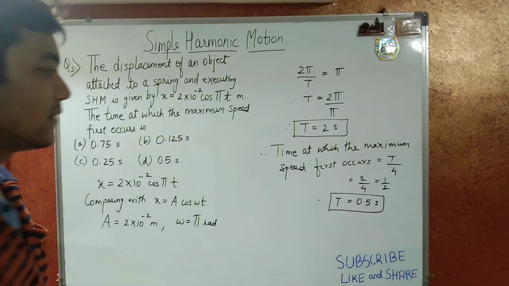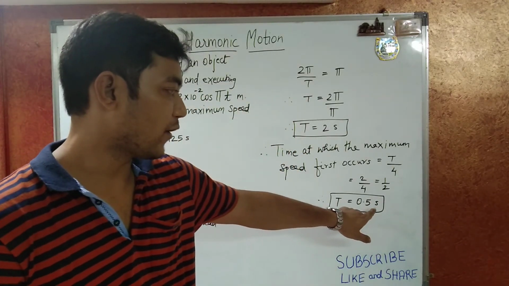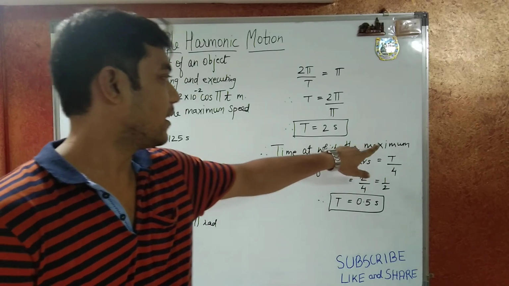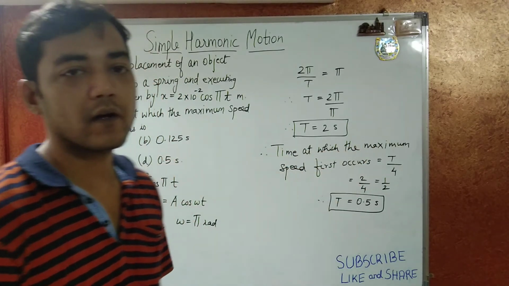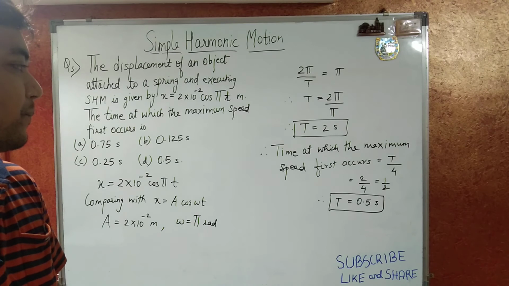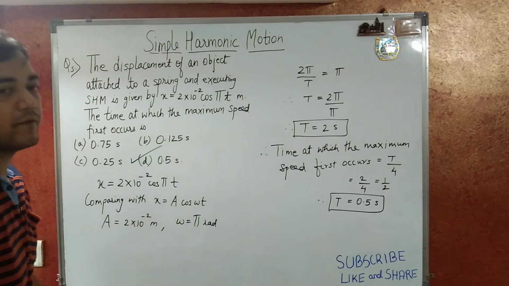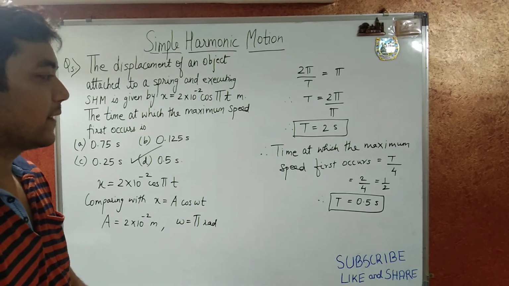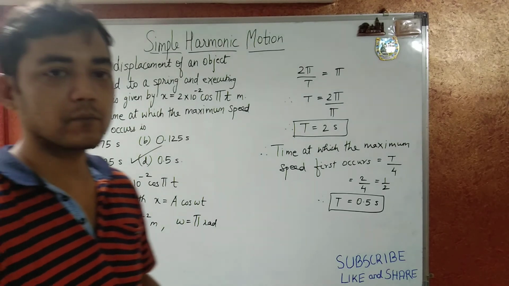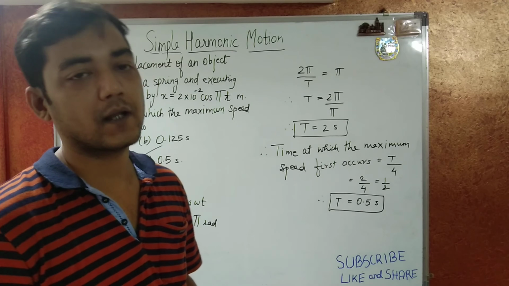So this is the time, 0.5 seconds, at which the maximum speed first occurs. So the correct option is 0.5 seconds. We will be continuing with more numericals based on SHM in our next class.